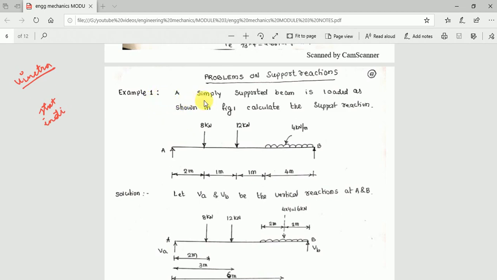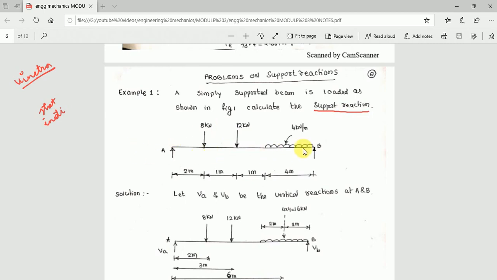So first of all, example 1. Question number 1: a simply supported beam is loaded as shown in figure 1. Calculate the support reactions. So here they are asking to find out the support reactions. First of all, what is a support reaction? I have explained this one. Support reaction is nothing but the reaction developed because of the support.